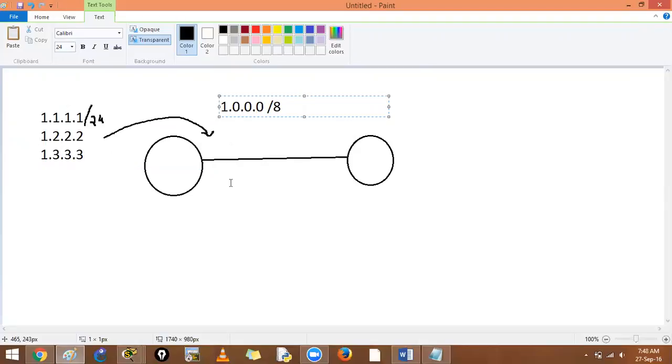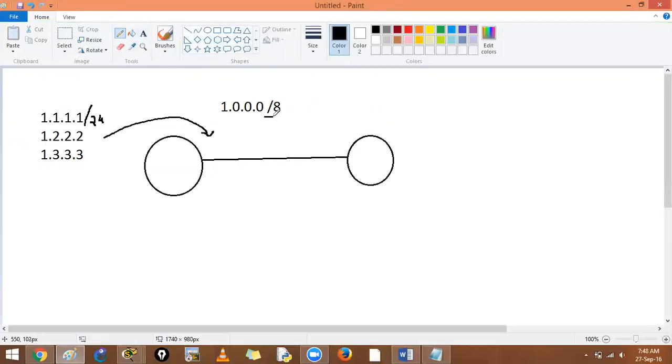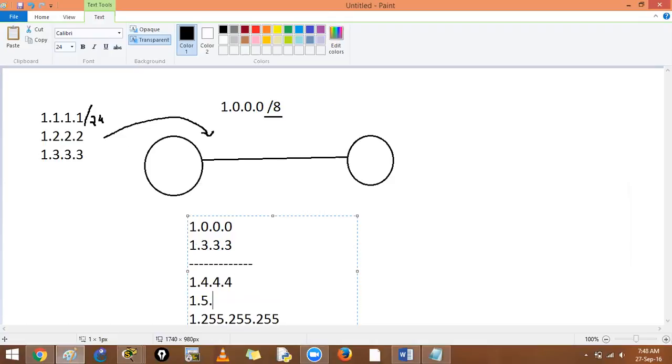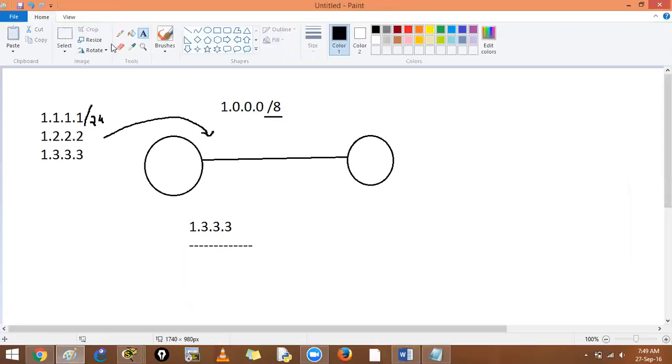I have all the networks 1.0.0.0/8. What does this /8 mean over here? This /8 means I have networks from 1.0.0.0 till 1.255.255.255. But in reality, I have only 1.3.3.3. I don't have anyone beyond that. I don't have 1.4.4.4, I don't have 1.5.5.5, anything. I don't have any network after this. But this is a drawback of automatic summarization. You don't want this to happen. You want him to tell the truth.